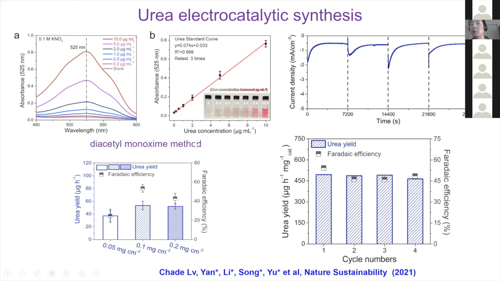And for this detection, we again use some colorimetric method to show, based on the intensity of the color. And so through the UV absorption process, we can determine the concentration of the urea. And the urea Faraday efficiency can go as high as around 53%, and the yield also can go close to about 500 microgram per milligram per hour.